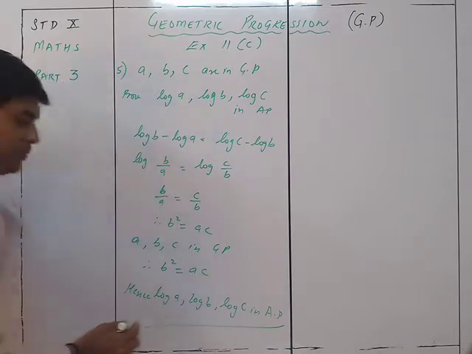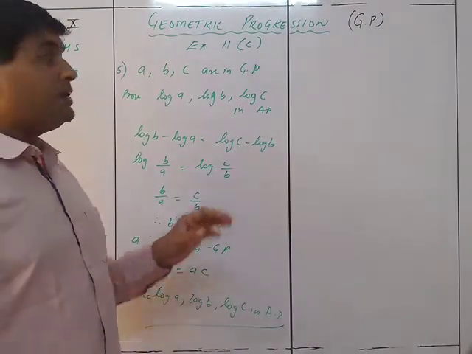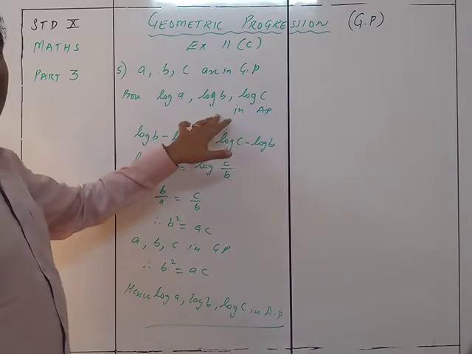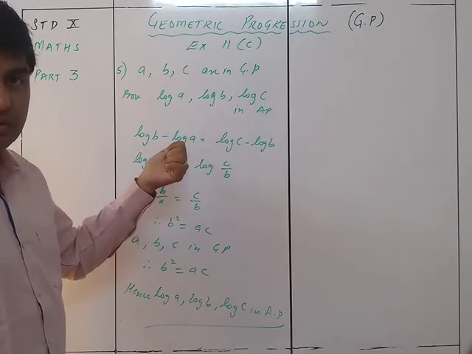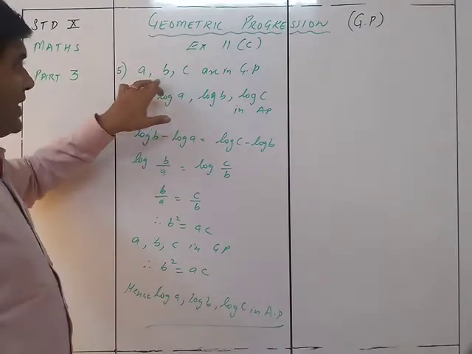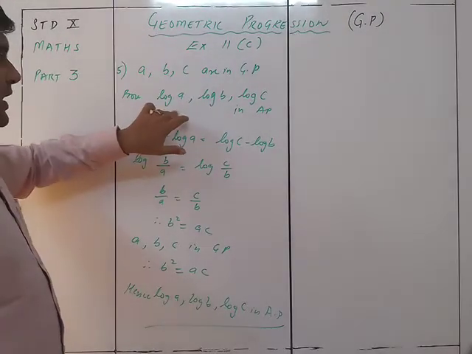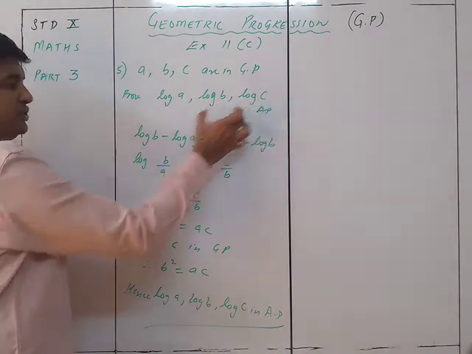You can see this sum was quite unique. They have given you some numbers in GP and wanted to prove that other numbers are in AP. The combination of GP and AP is there over here. This is in GP, so I know that B square is equal to AC. That is one part. But from here, what I need to prove is that the difference of these two is equal to the difference of these two.